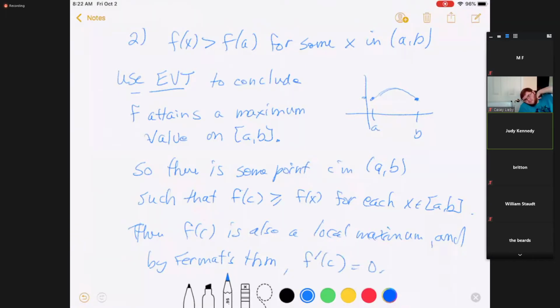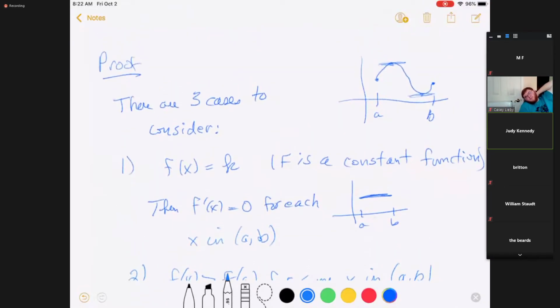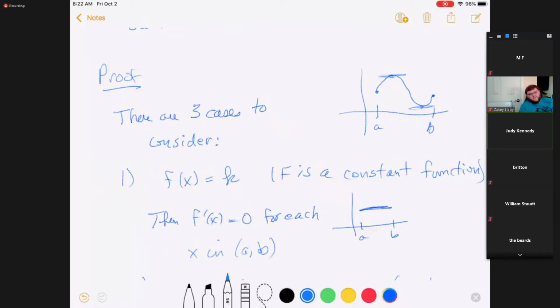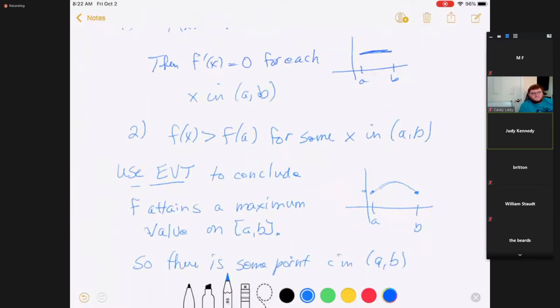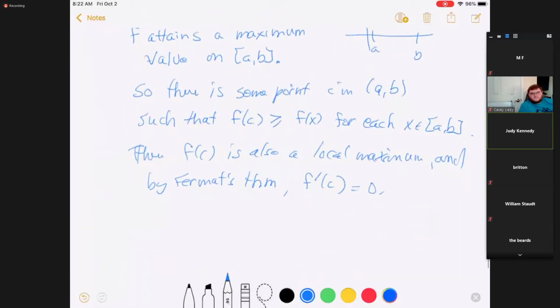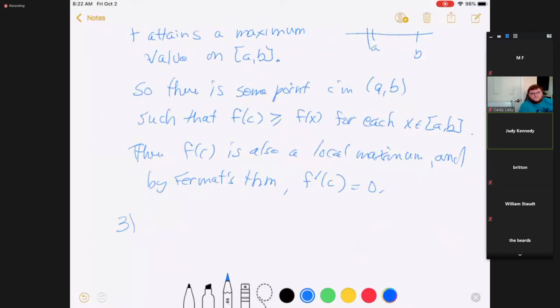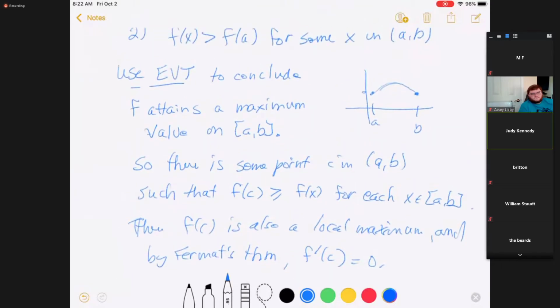Okay, so in the first case, f of x was equal to the same number for every x. In the second case, the graph popped up above f of A someplace. And in the third case, we'll suppose for some x in A B, f of x is less than f of A, which is equal to f of B. Well, this is very similar to what we just did. Okay, pretty much the same proof.